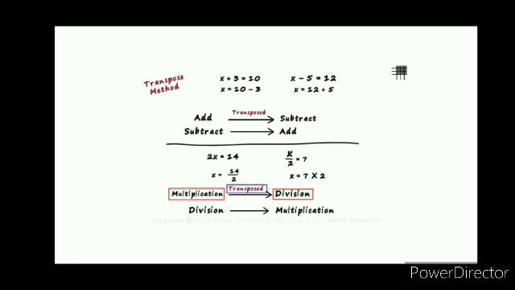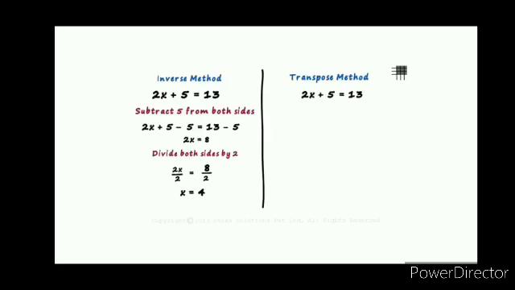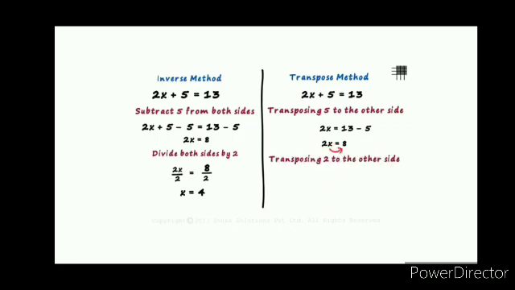Let's see how the transpose method helps to solve the equation. Let us consider the same equation, 2x plus 5 equal to 13. If we transpose 5 to the other side, it gets subtracted from 13 and gives 2x equal to 8. Now 2 is on one side in multiplication. When we transpose it to the other side, it will become division. So the equation is x equal to 8 by 2, that is, x equal to 4.